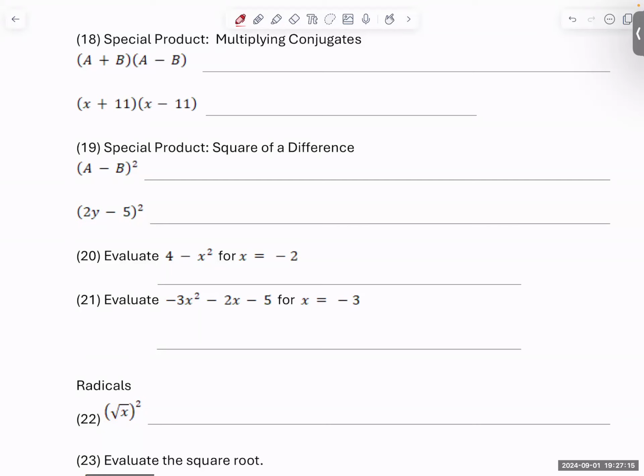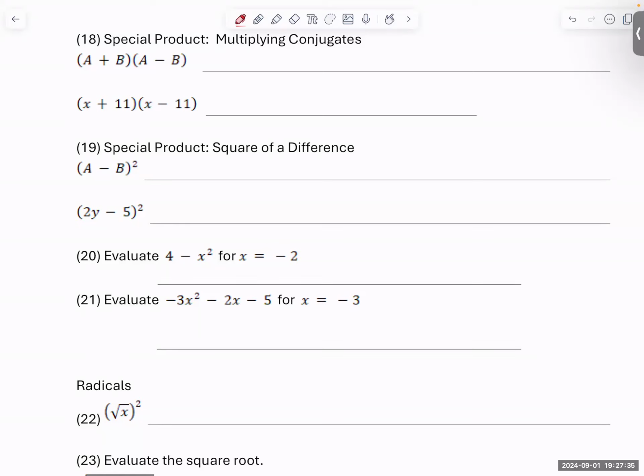Special product: multiplying conjugates. Conjugates are two binomials with the same first term A and the same second term B, but the binomials have opposite signs. One's a plus, one's a minus. So plus, minus, or minus, then plus.